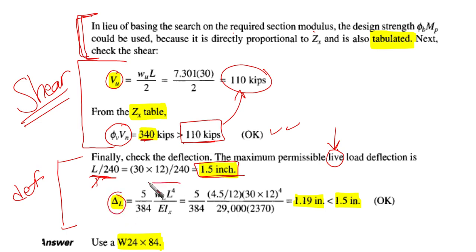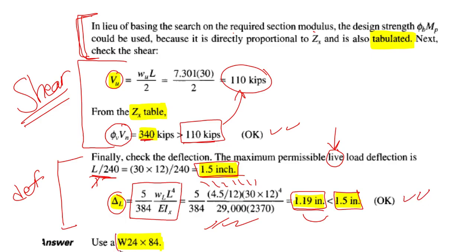Delta L for simply supported, from the tables, is 5 over 384 times wL L to the power 4 over E Ix. If we substitute all the parameters, which are known for us, it gives us 1.19 inch. Our maximum is 1.5. It is less than that, so we are okay. Then our wide flange W24 by 84 fulfills the strength requirement in terms of flexure and shear, and it fulfills the serviceability limit state in terms of deflection. So this section is okay for us.